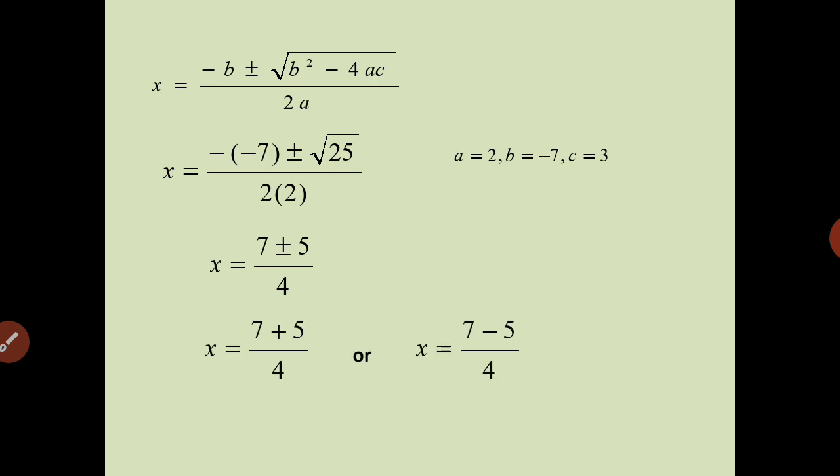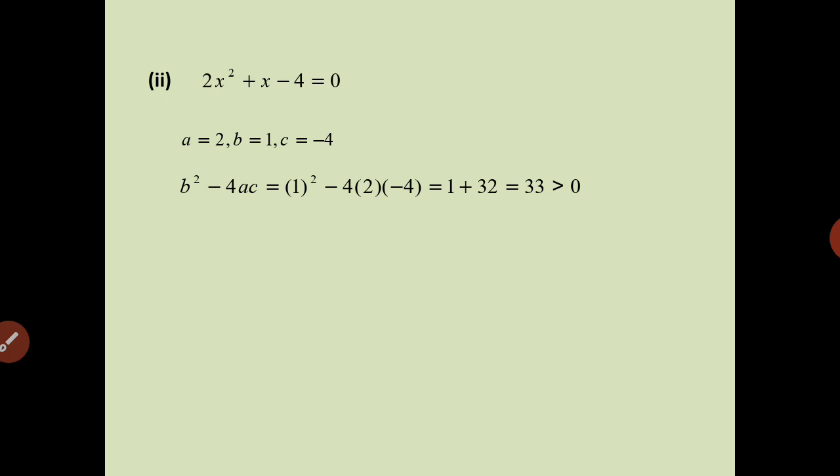So this is how you get x equal to 7 plus 5 upon 4 or x equal to 7 minus 5 upon 4. And when you solve it, you get x equal to 3 or 1 by 2. These are the two solutions of the given quadratic equation. So you have gone through the method and I hope you have understood. I am confident of it. Moreover, children, you will see the method is very, very easy.